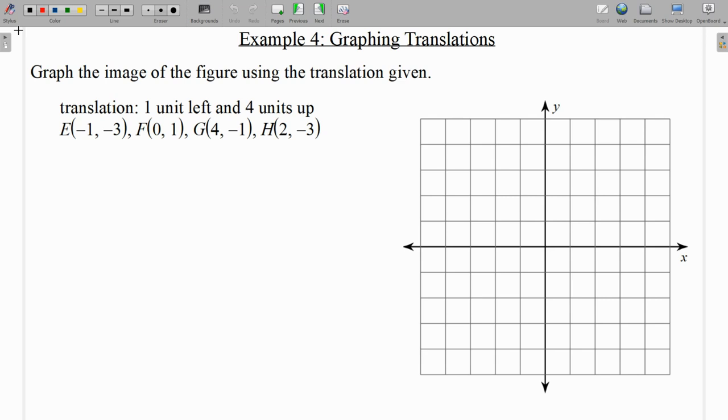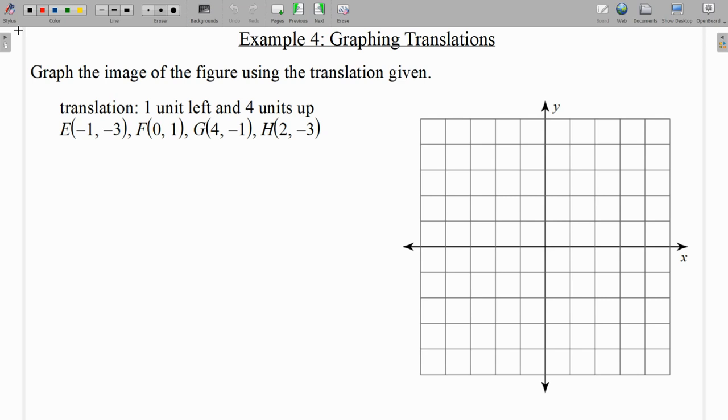Point E, which is at -1, -3. Point F, which has coordinates of 0, 1. G, which is supposed to be at 4, -1. And then H, which is going to be at 2, -3. Then over to the right, we're given a blank graph.